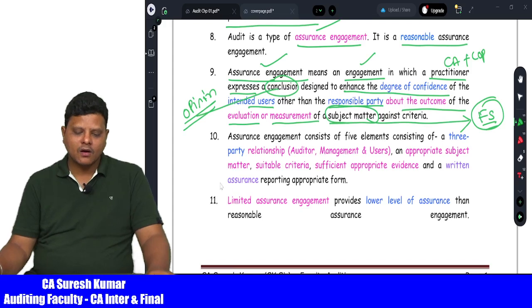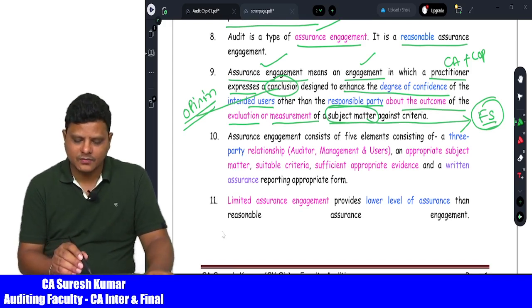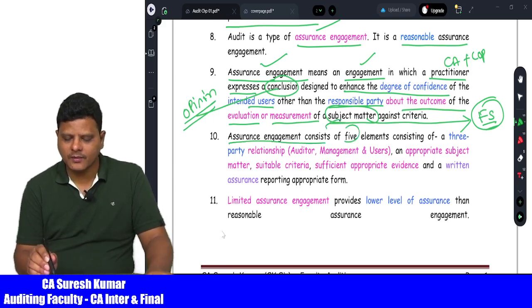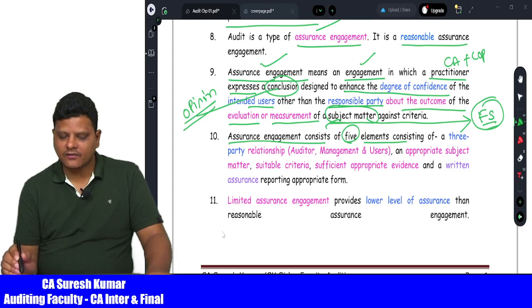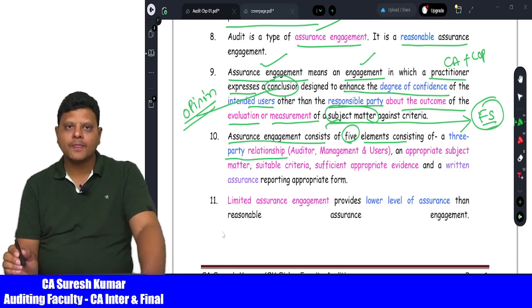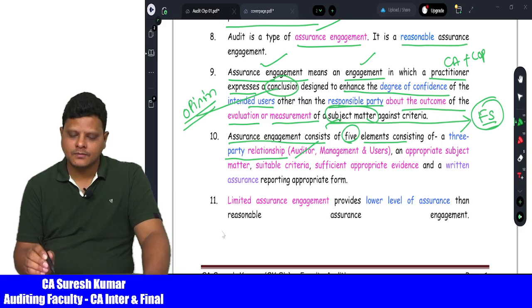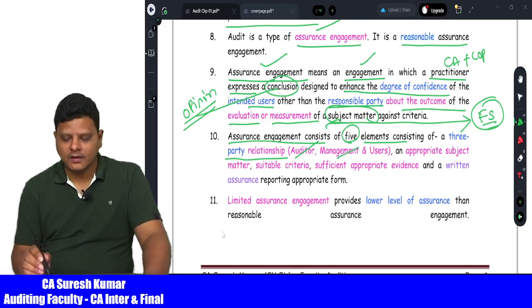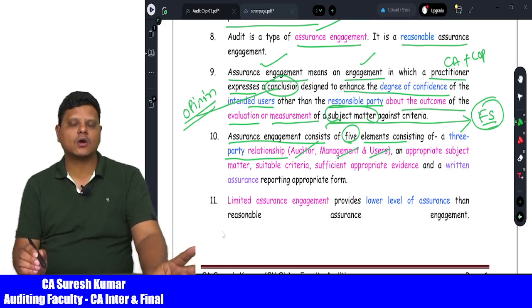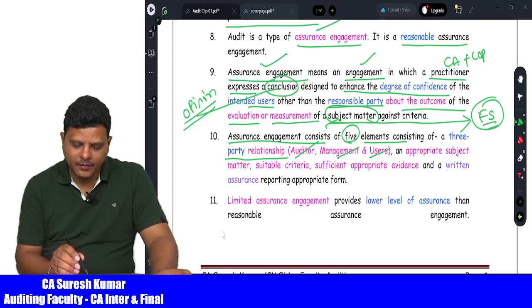Then assurance engagements consist of 5 elements. Assurance engagement consists of how many elements? 5 elements, consisting of a 3-party relationship. What is the meaning of 3-party relationship? 3-party relationship means there is going to be the auditor, one party, management, another party, and users, another party. It is called a 3-party relationship. Then subject matter, the 4th one.